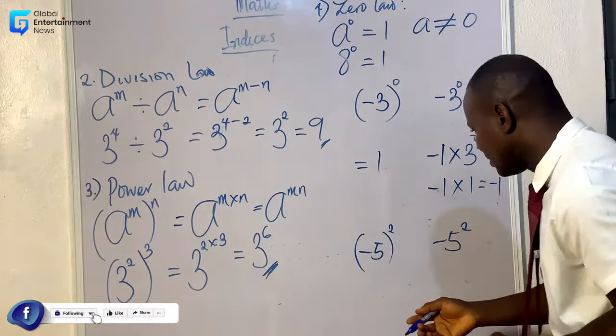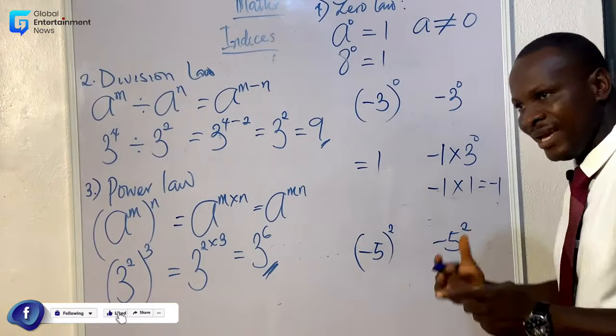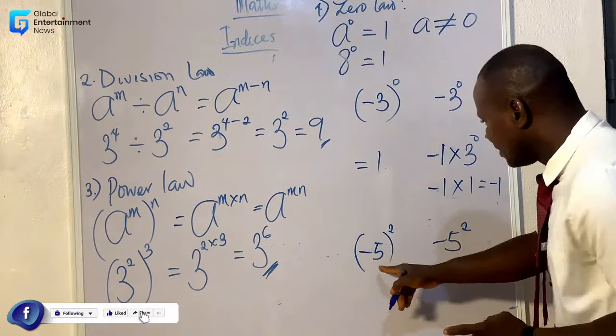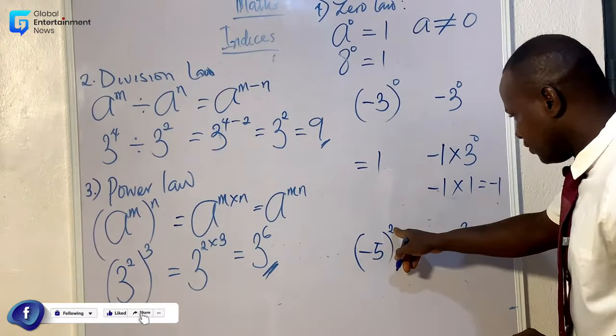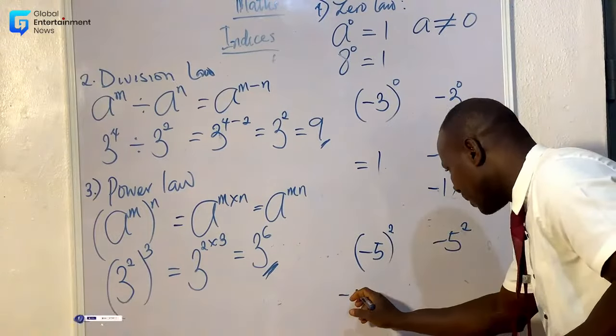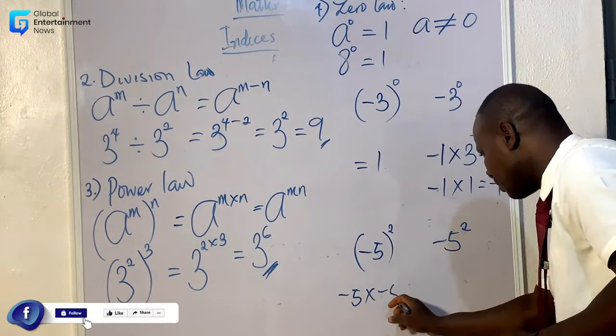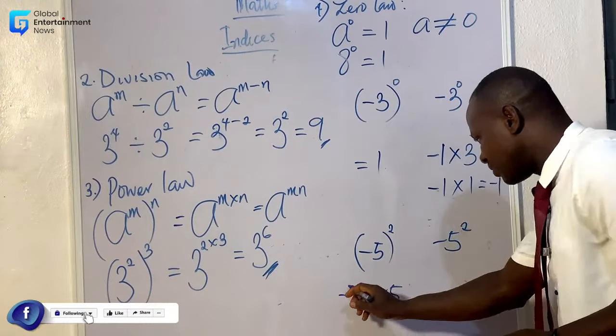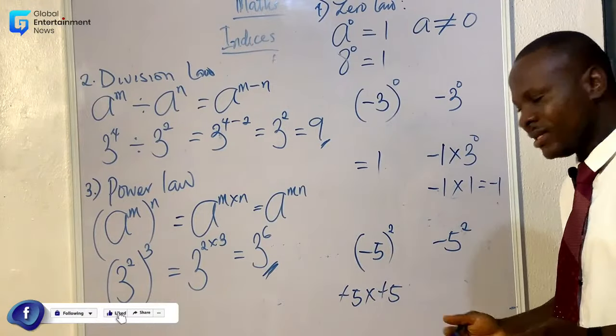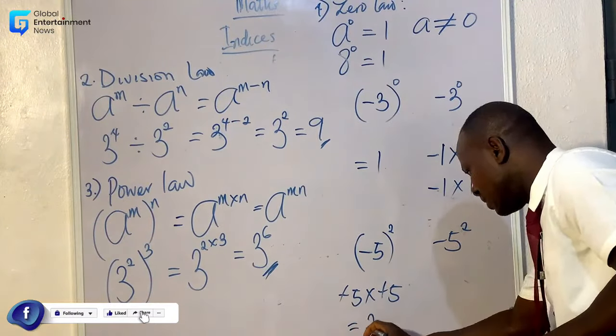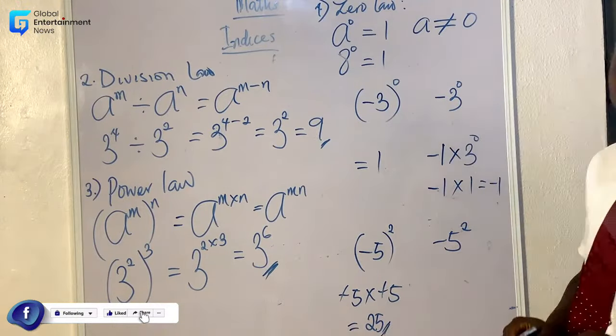Now, when looking at this, what they are saying in short is that minus 5 twice is going to be minus 5 times minus 5. And minus times minus, we cancel. Then we have 5 times 5, which will give me positive 25.